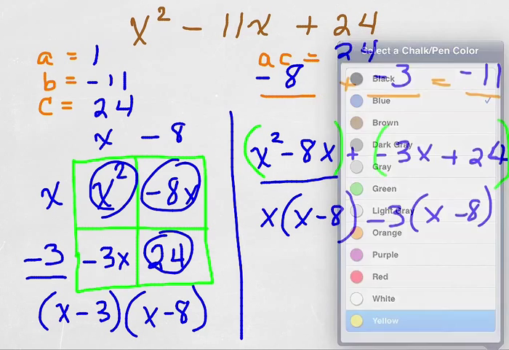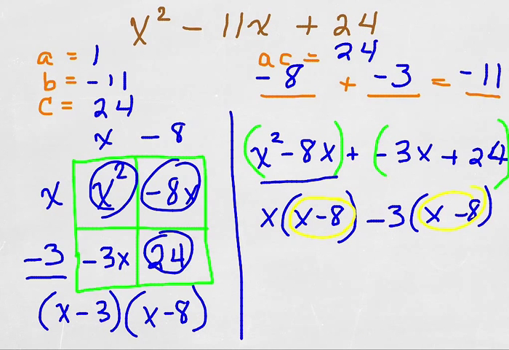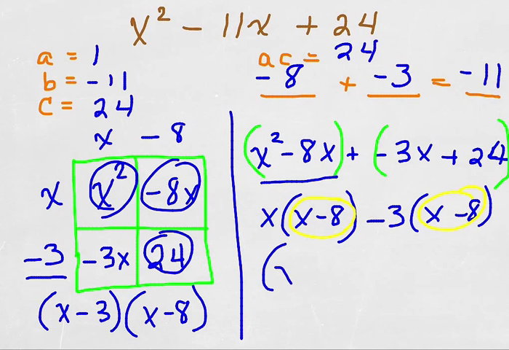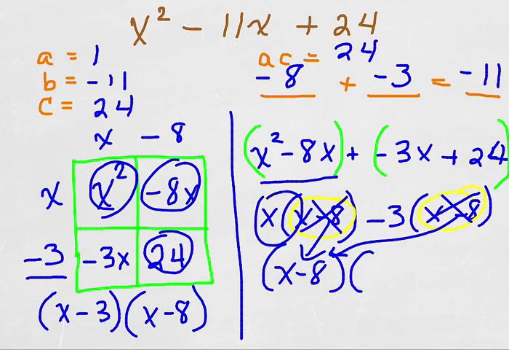Now I actually have a new GCF of this expression, which happens to be a binomial instead of just a monomial. So I'm going to factor that out first. So now this has been pre-factored out, and I'm left with x minus 3.